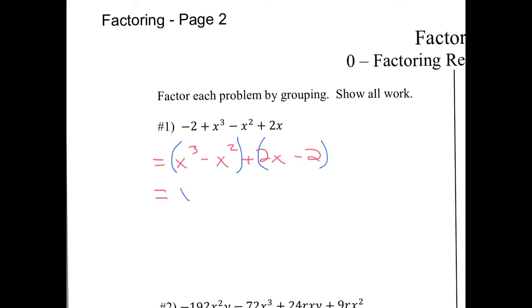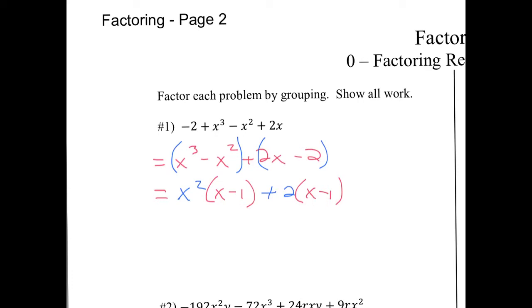If I factor that out, I'm left with x minus 1. In my second group, my GCF is 2. If I factor that out, I'm left with x minus 1. At this point, I have two terms. This is my first term, this is my second term.